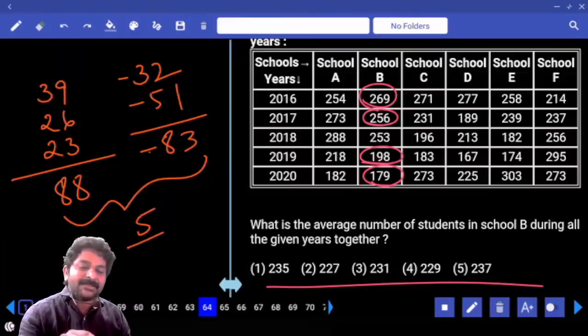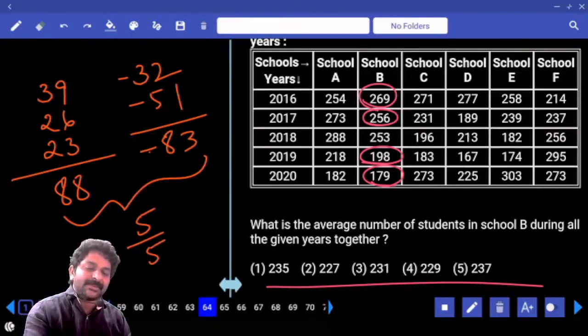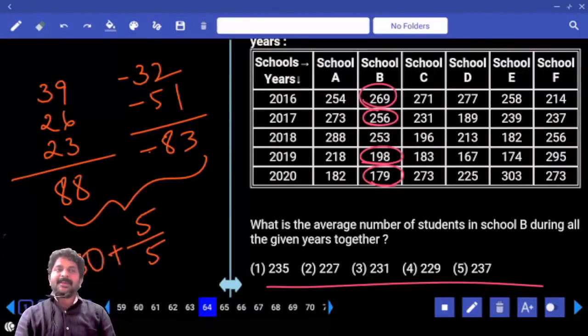Now this 5 must be adjusted among how many years? 5 years. So each year gets plus 1 only. So your average is 230 plus 1, 231. Third option final.